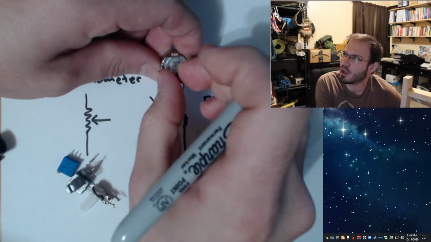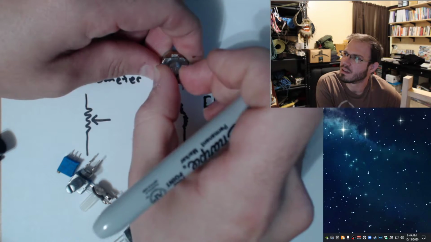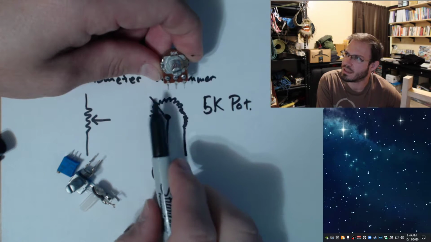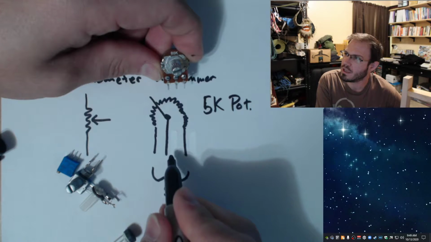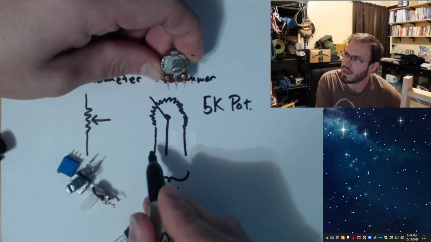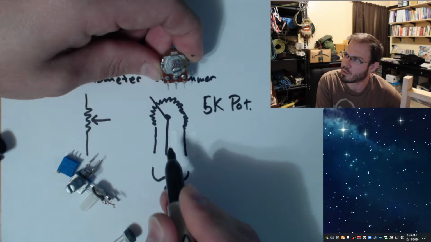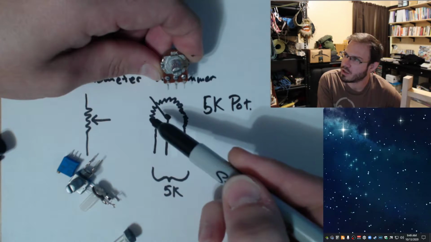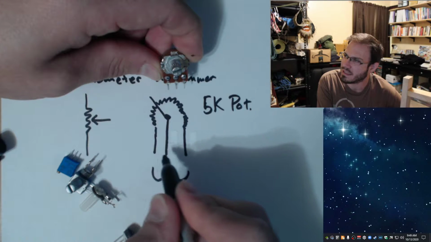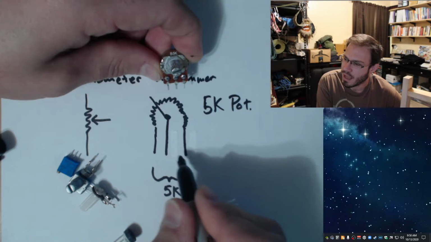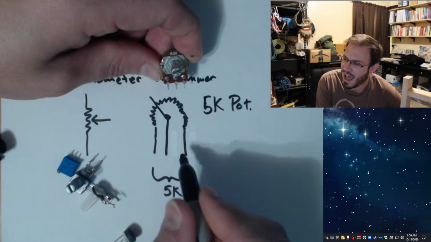And as I turn this, the wiper slides across that resistor and gives me two different resistances, one between this terminal and the other one between these two terminals, right? As the wiper gets closer to this side, I will get less resistance between these two and more resistance between these two. And in fact, let me go ahead and hook up a multimeter.